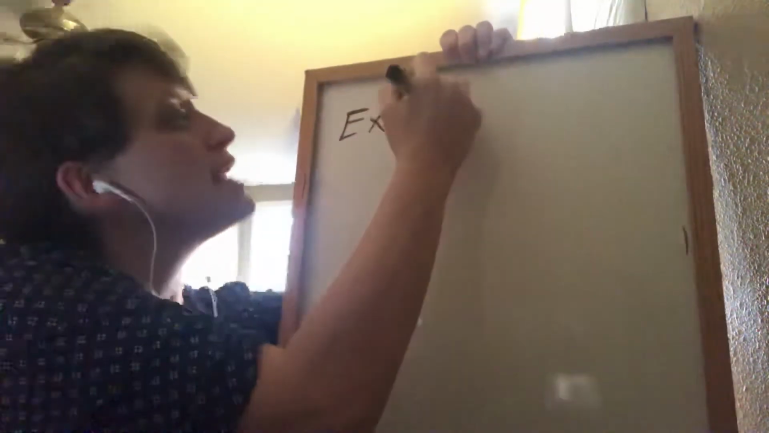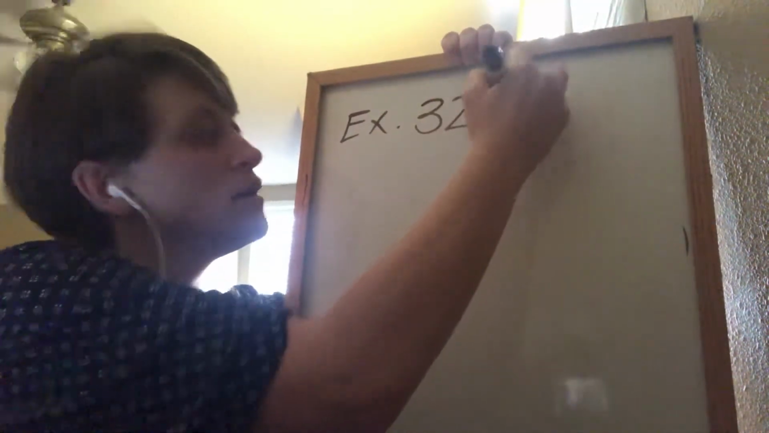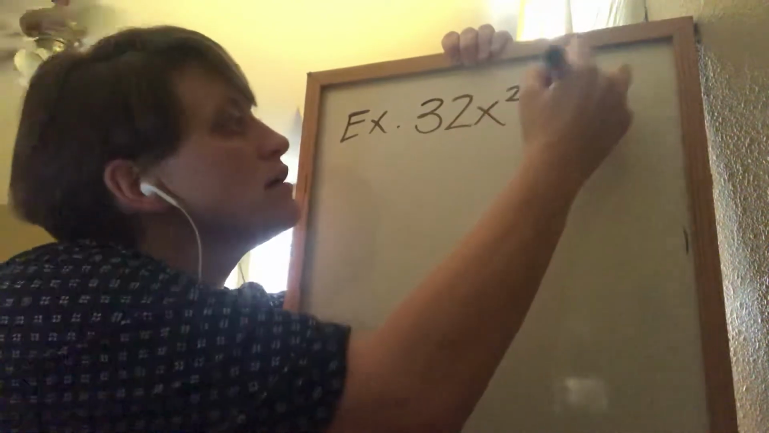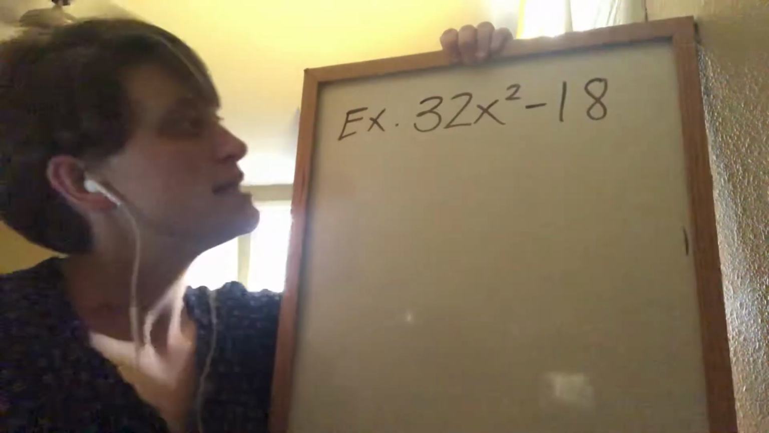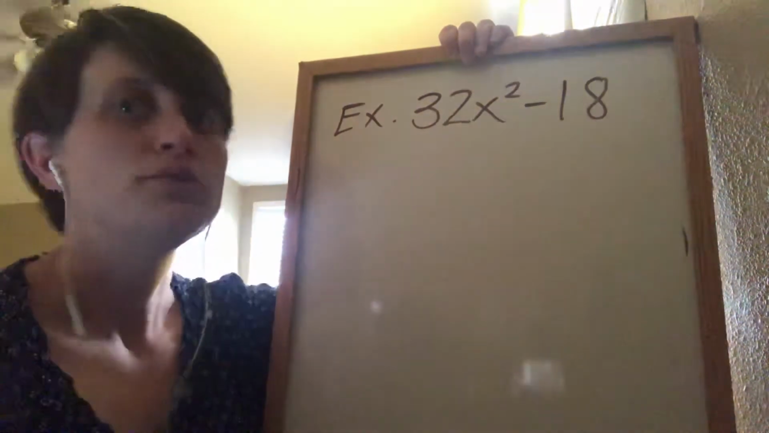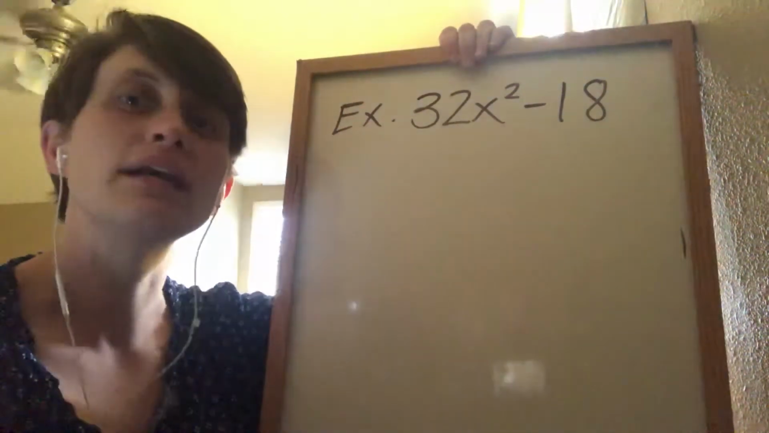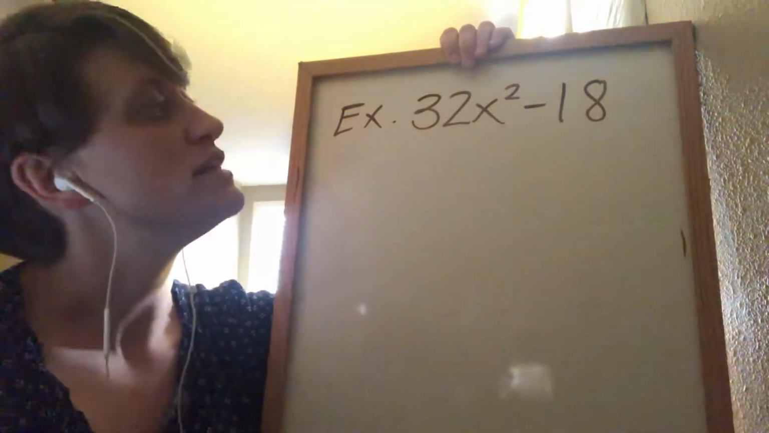All right, and then this next one, we have 32x squared minus 18. Okay, so certainly these are two terms, and there's a difference between them. So let's try to figure out if we can see what's being squared in these terms.